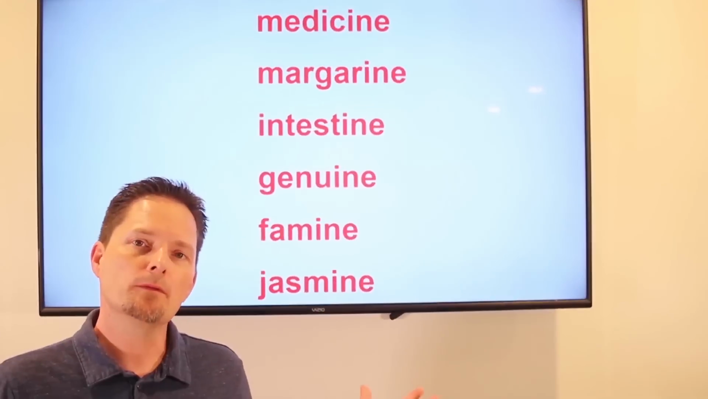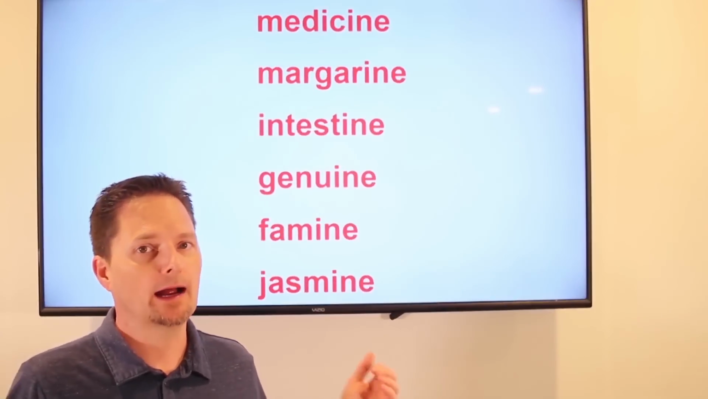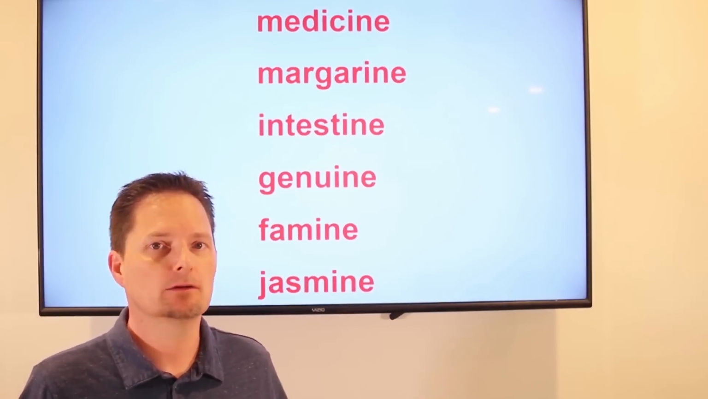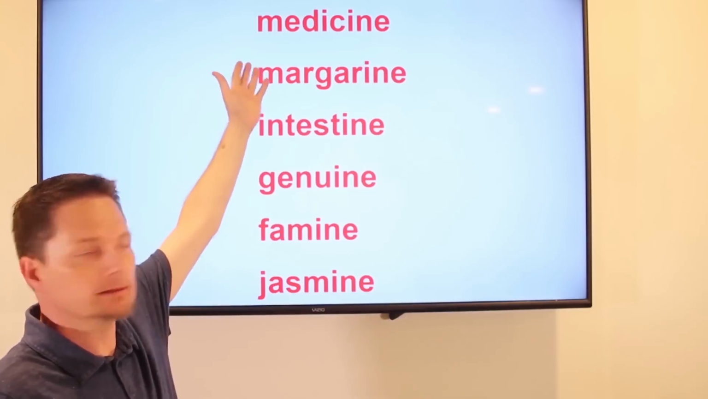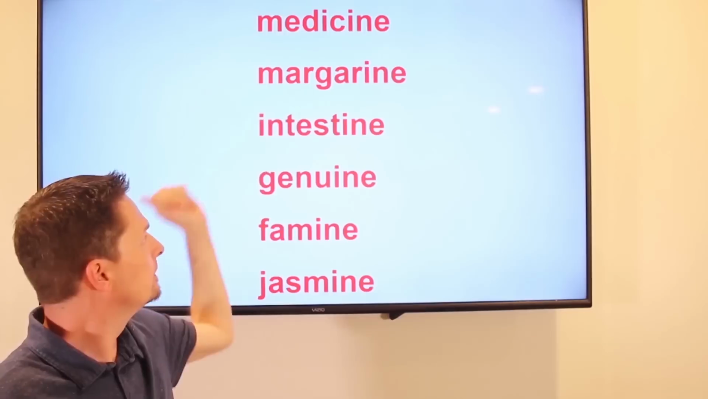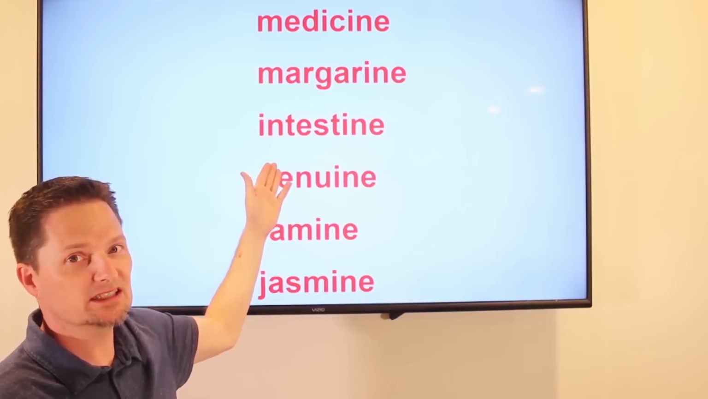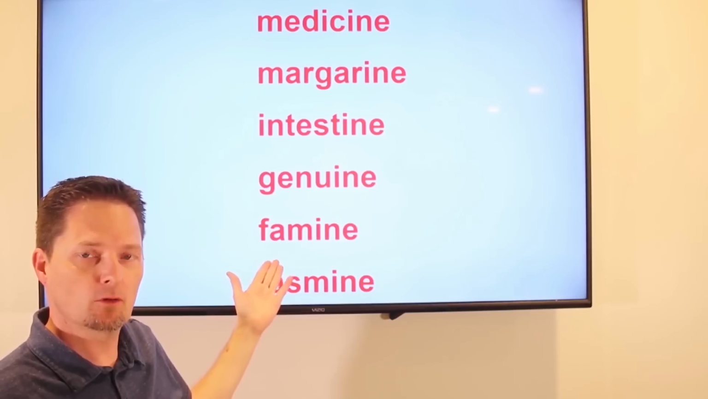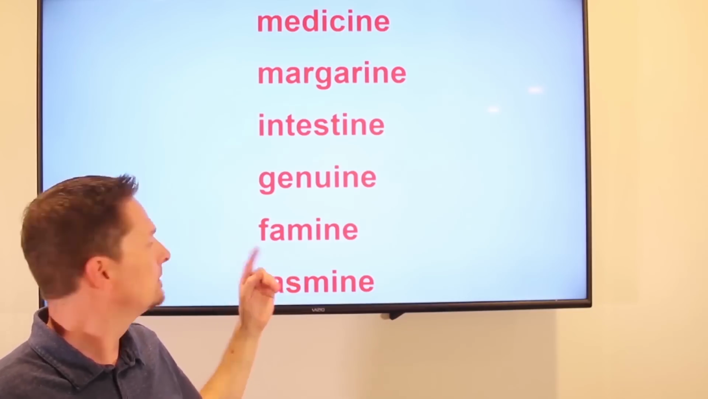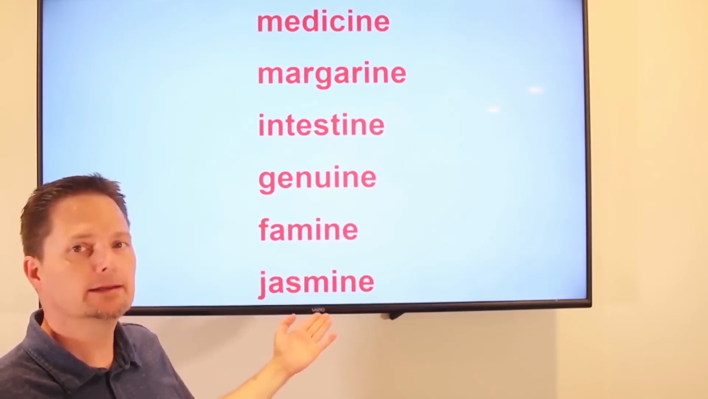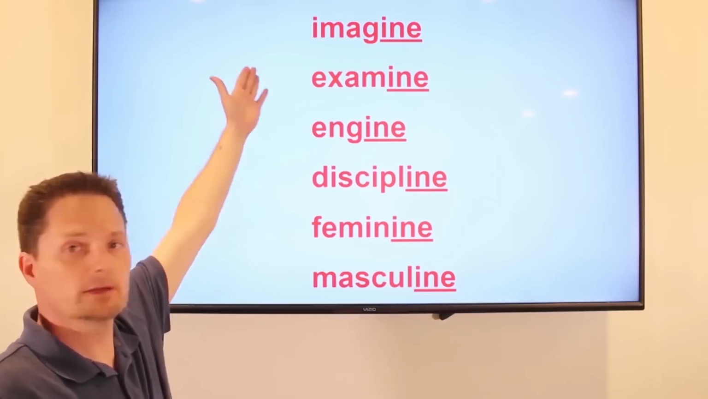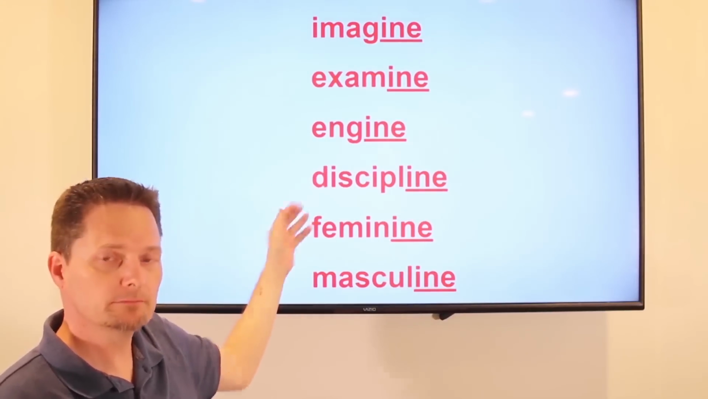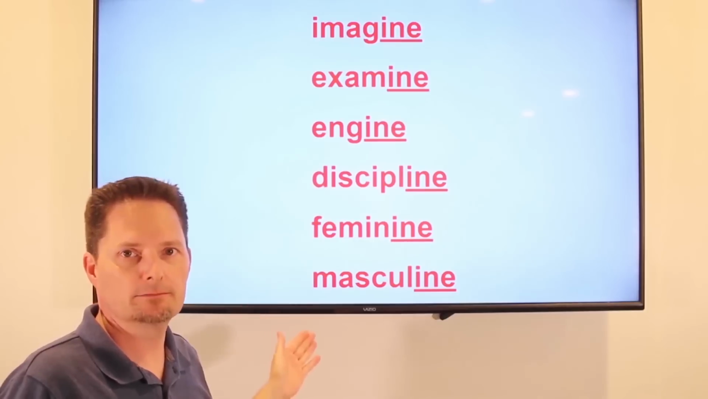Very good. So remember these special words ending with INE. We pronounce them all the same, "in." Remember: medicine, margarine, intestine or intestines, more than one, genuine, famine. Remember, it's countable, a famine, and jasmine. Example: imagine, examine, engine, discipline, feminine, and masculine.